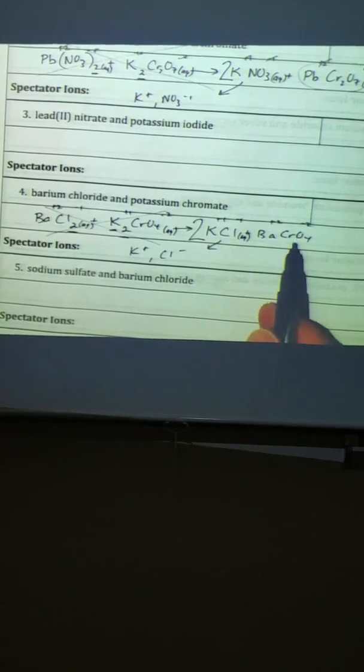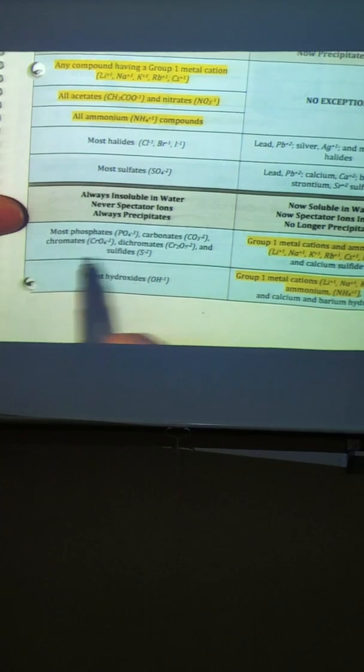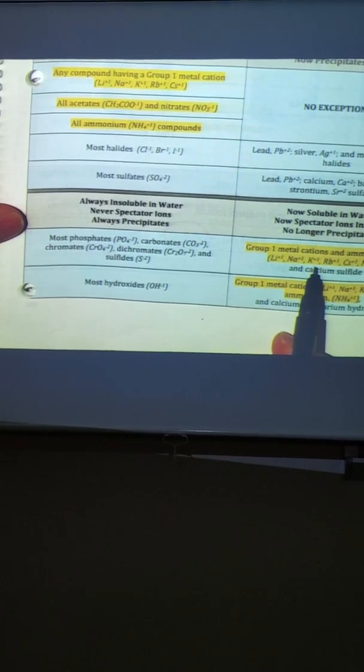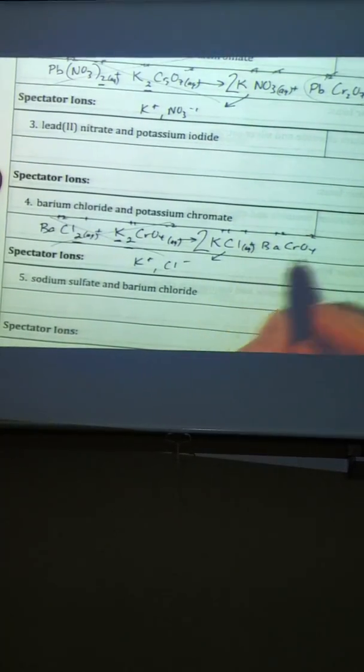So if in lab we saw a color, we need to know who's that color. Chromates are down here. They're almost always precipitates, except for with potassium. Well, no duh, because nothing potassium is ever precipitating or ever going to be water insoluble. So again, here we have our solid.